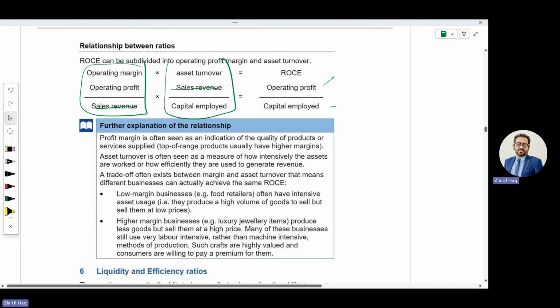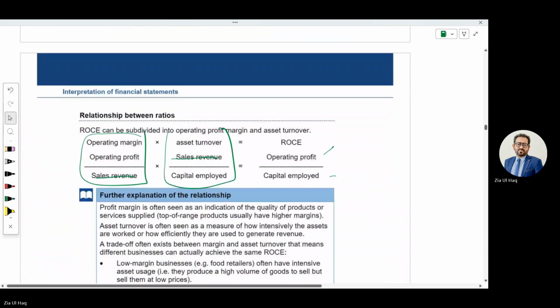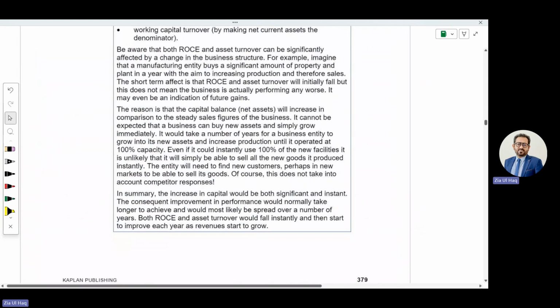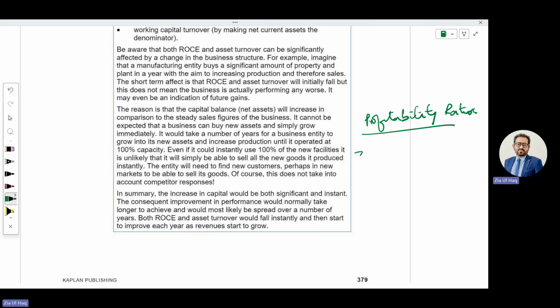So these are four profitability ratios. What are the profitability ratios? Gross profit margin, operating profit margin, return on capital employed, and asset turnover.